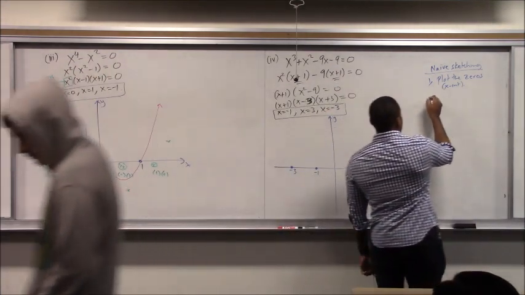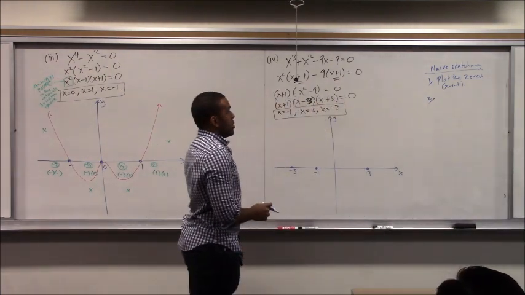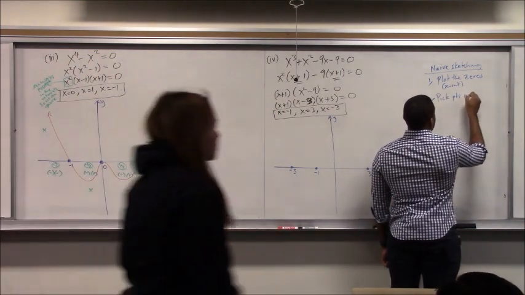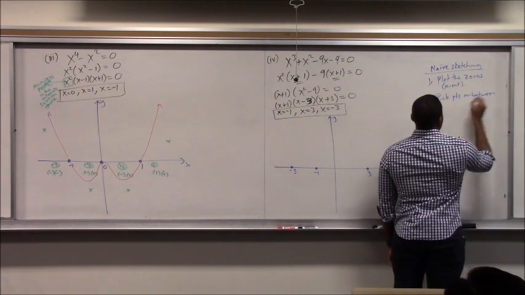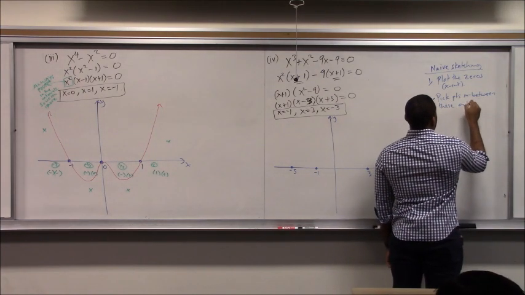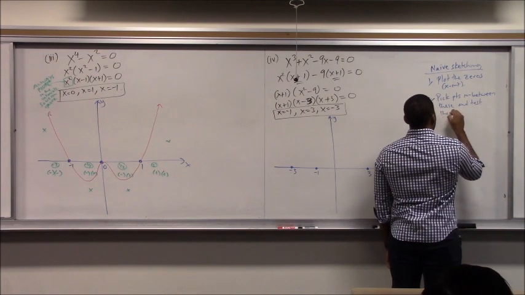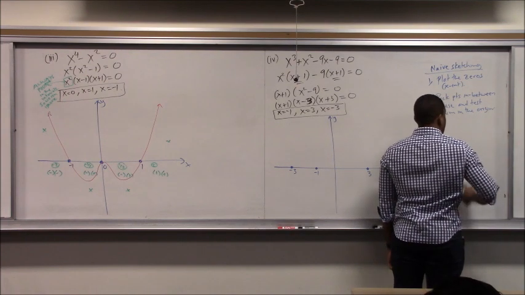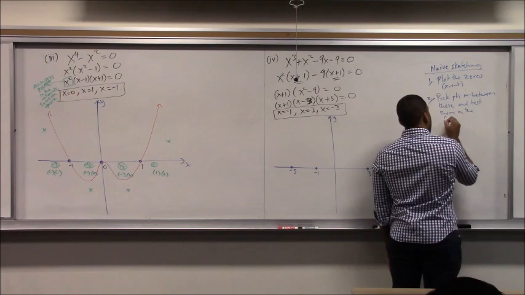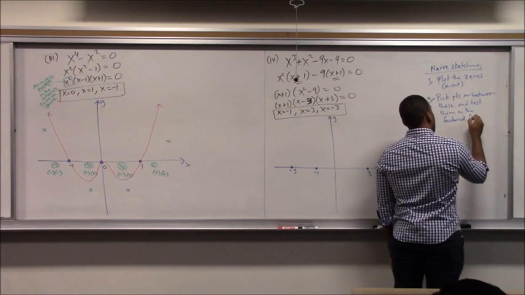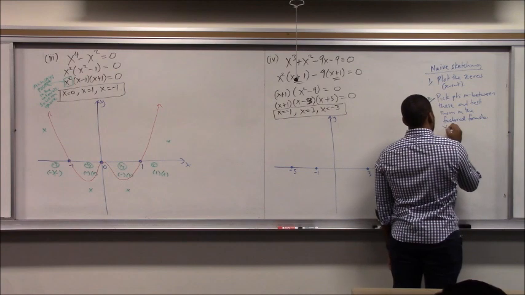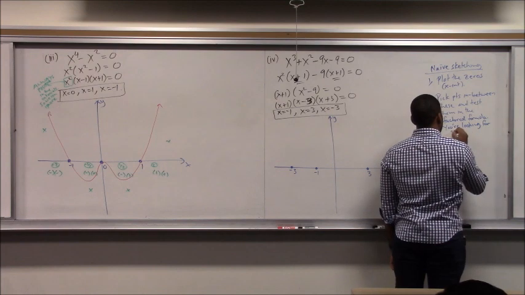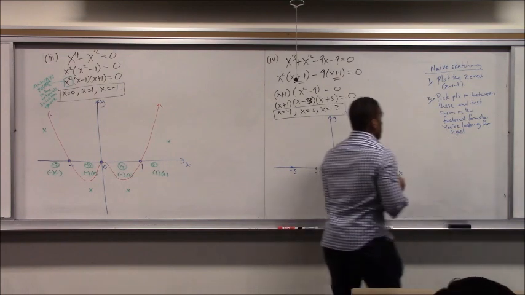What's the next thing you do? Right. Pick points in between these, test them in the original, in the factored formula. You're looking for the signs. So that's the second thing.